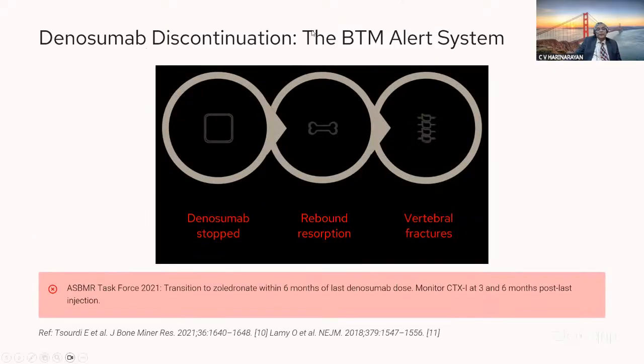Now, denosumab discontinuation, how does it help? When denosumab is stopped, rebound bone resorption and vertebral fractures occur. So transition to a bisphosphonate within 6 months of the last denosumab dose, and monitor the CTX, the resorption markers, at the third and 6 month post injection. So it tells you where you stand.